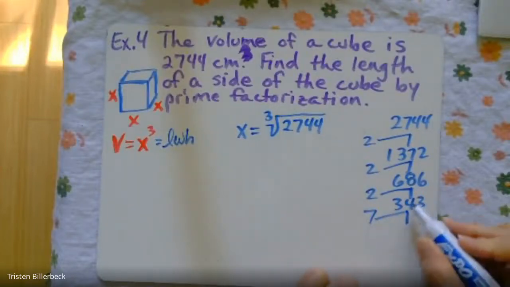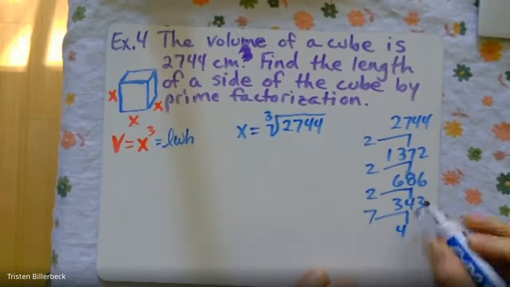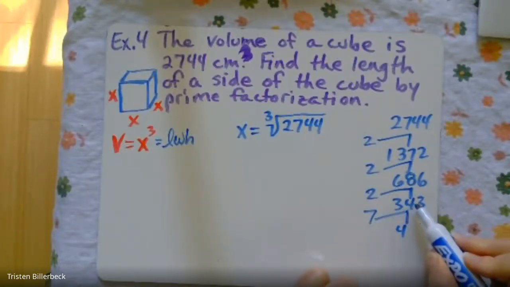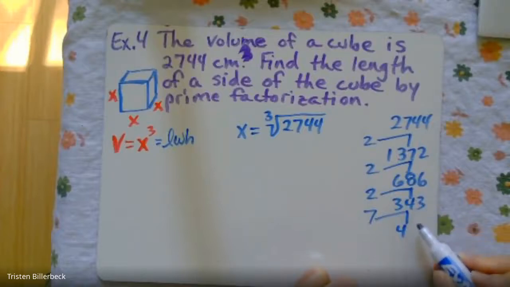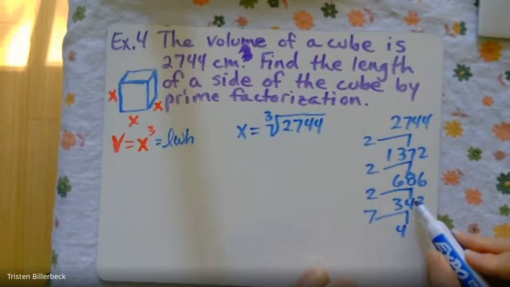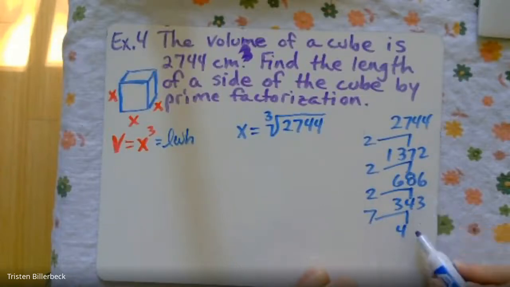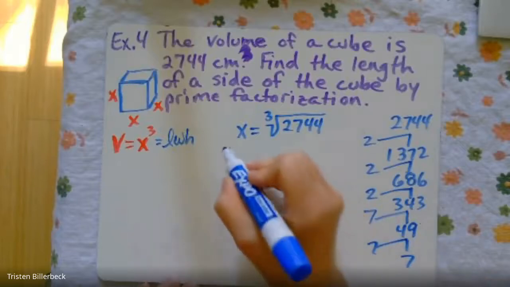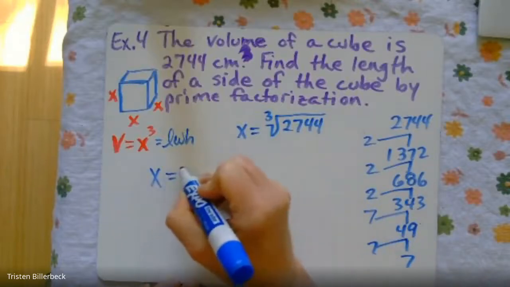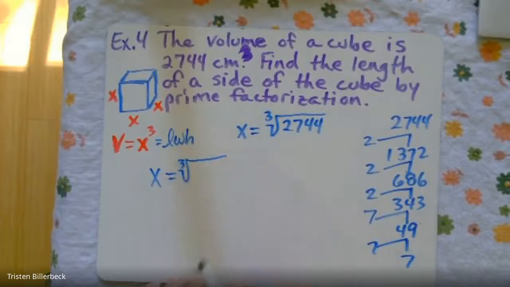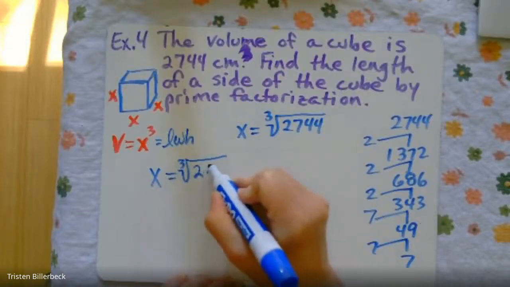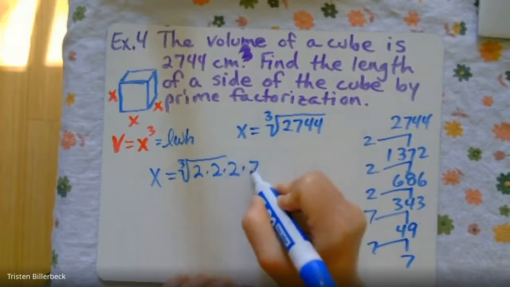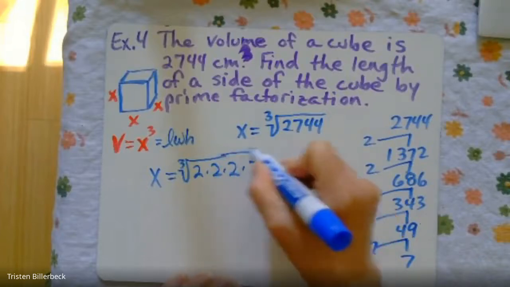So there are 4 7s into that. So 4 7s leave 6 because 4 times 7 is 28, and then 34 minus 28 is 6, is 63, and there are 9 7s in 63. Then we know this is 7 and 7. So there we have it. So we have x equals the cube root of 2 times 2 times 2 times 7 times 7 times 7.